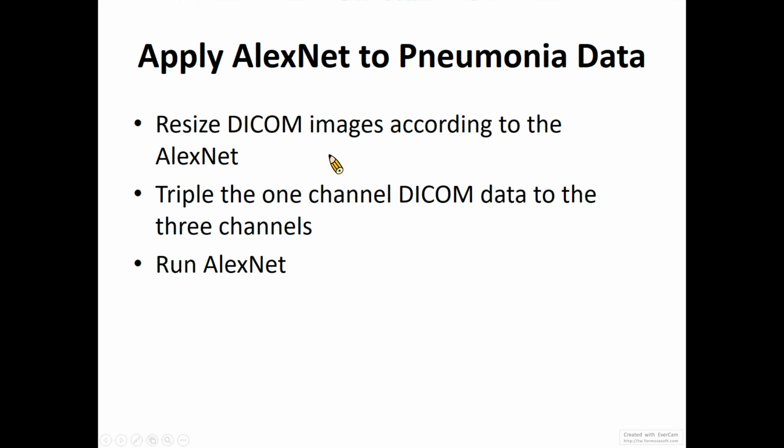So not only do you need to resize the DICOM images, you need to triple the one-channel DICOM data into 3-channel DICOM data. So before you run AlexNet, you need to do these two pre-processing steps to make sure you can use AlexNet to run the transfer learning.